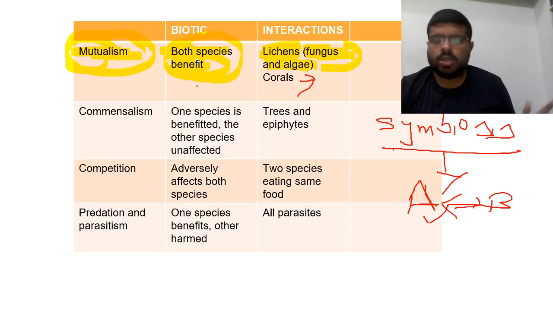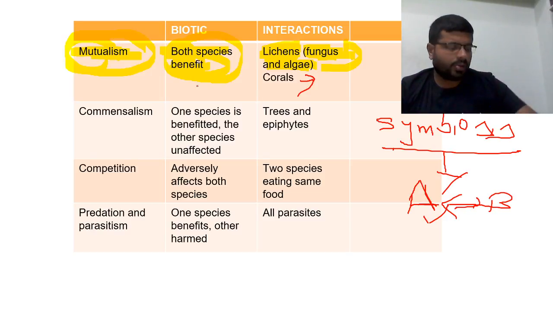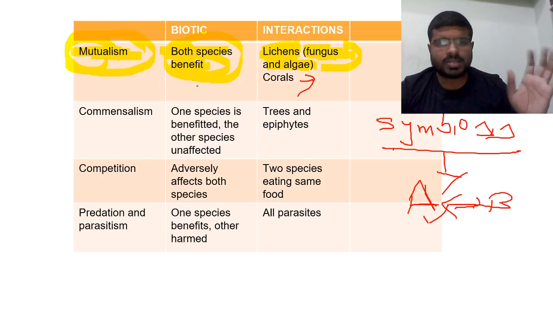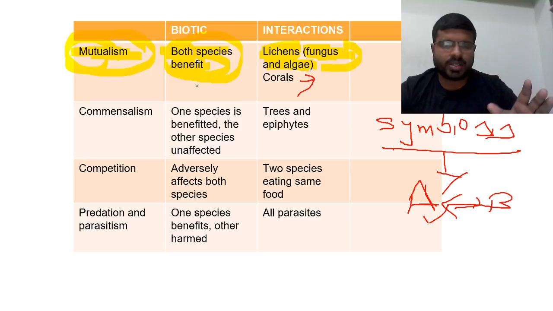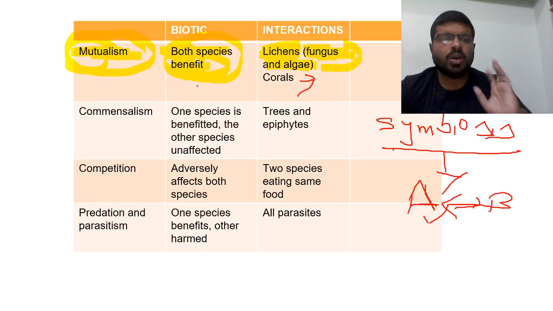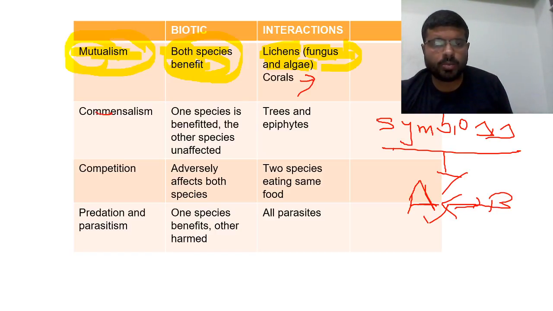They might ask a question: lichens are a symbiotic relationship between A, B, C, D. One of the options is fungus and algae. That is the answer you are supposed to write. I have told you many times that the questions asked in this exam are sometimes very basic in nature. We should have a proper understanding of the concepts. If you listen to all the topics carefully, automatically you will understand so many things.